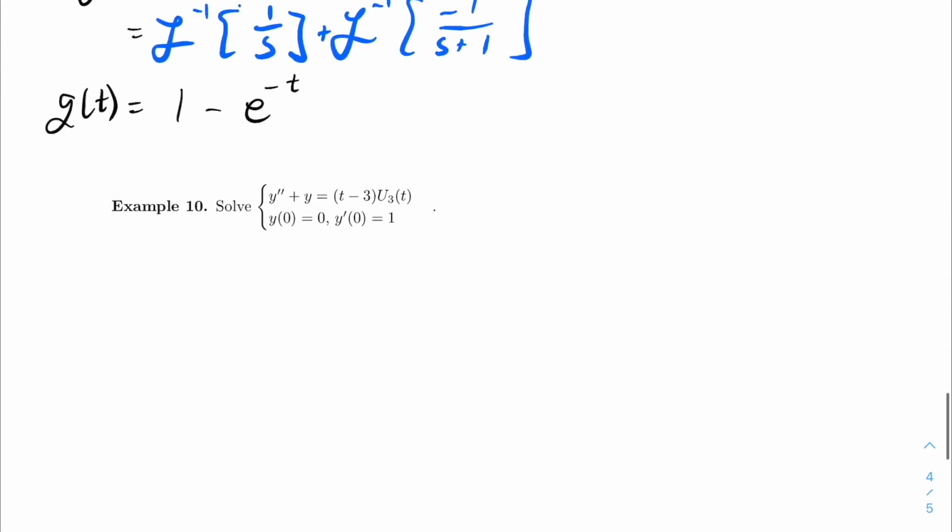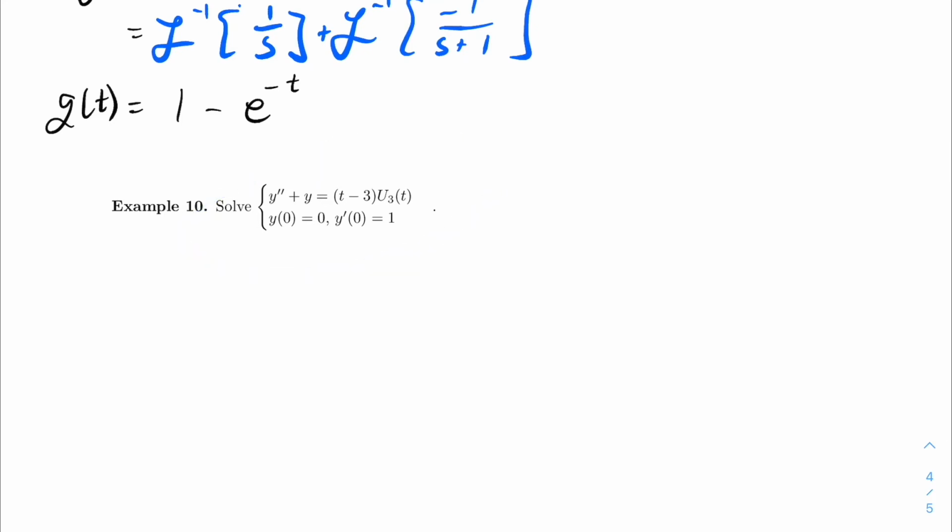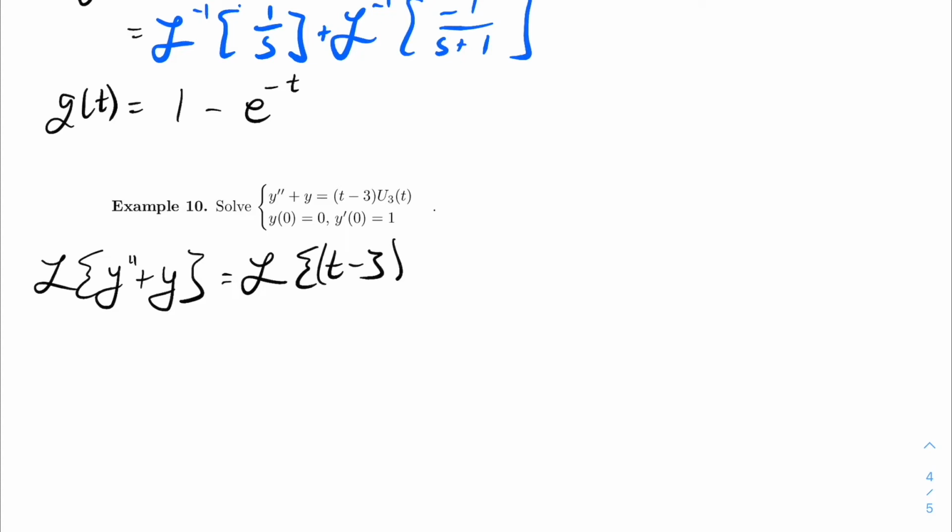And so to put it all together, let's solve this differential equation right here. There's this initial value problem. We have y double prime plus y equals t minus 3 times u sub 3. And we have y of 0 equals 0, y prime of 0 equals 1. So we'll do the Laplace transform of the left-hand side, y double prime plus y, which is equal to the Laplace transform of the right-hand side.